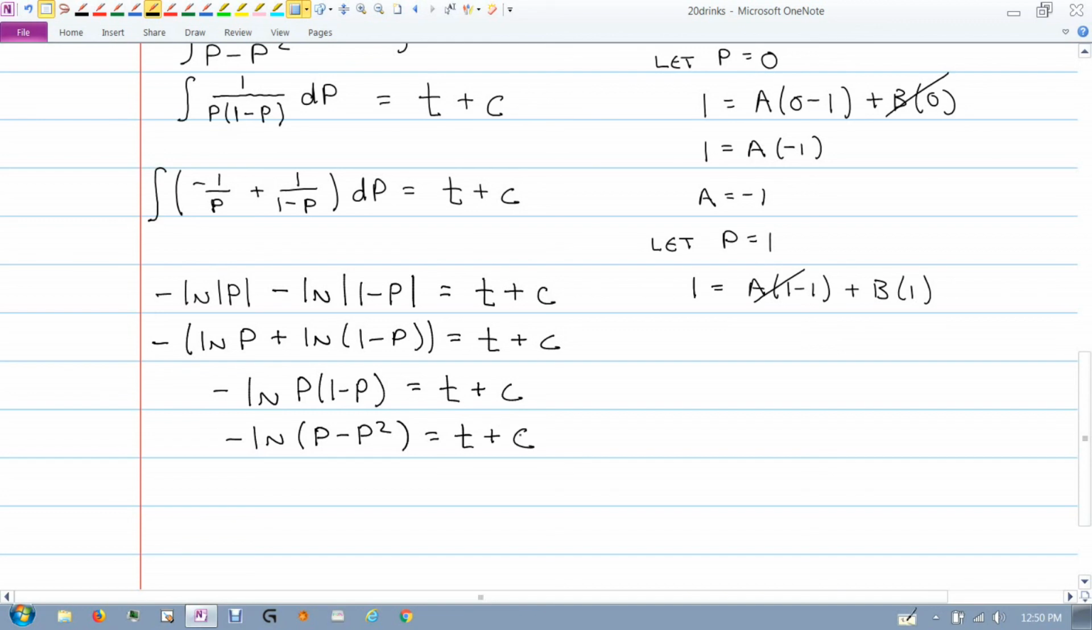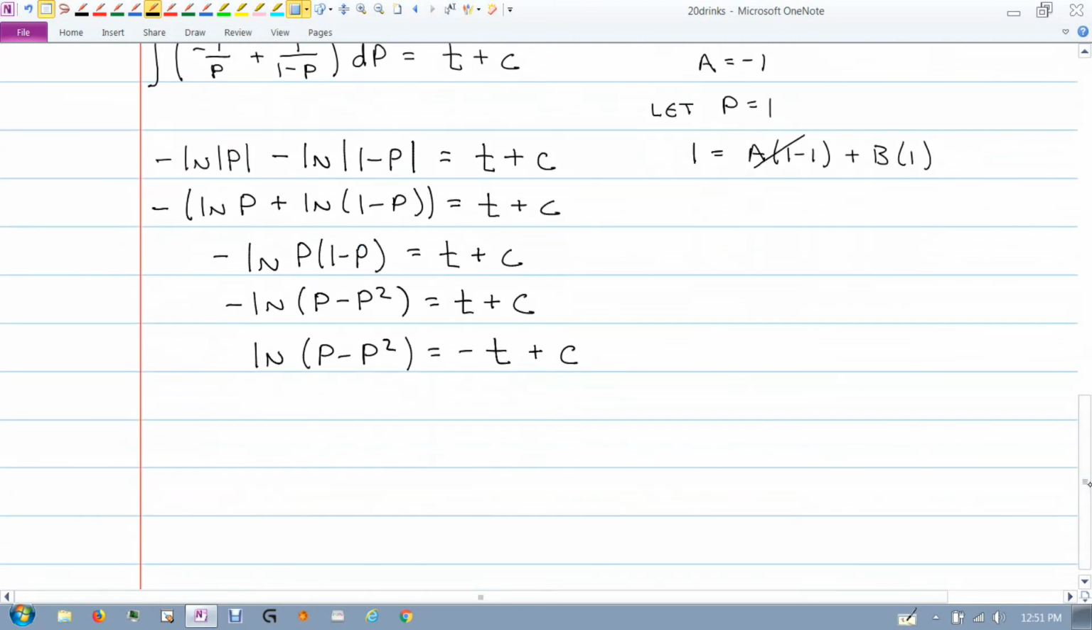And oh man, okay, why don't I do this? Natural log of p minus p squared equals negative t. So I'm multiplying both sides by negative 1. But then it'll be minus c, but it doesn't matter. Subtracting a constant is the same as adding a negative constant, so that really doesn't have an impact.